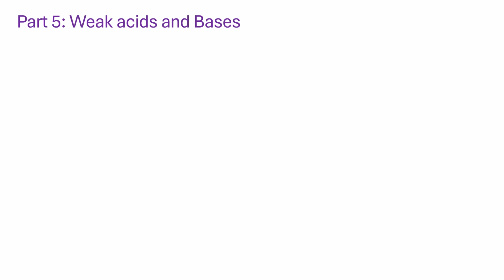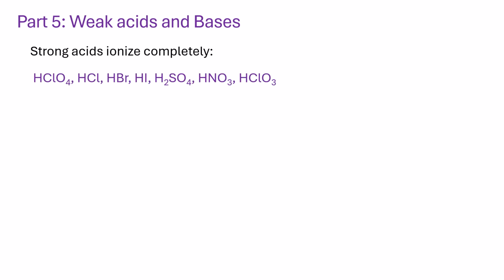All right, so part five is going to be all about weak acids and bases. We're really going to be focused though on acids today. So we already know that strong acids ionize completely. So when you take any one of our 7 strong acids and put it in water, essentially 100% of those acid ions turn into hydronium and the conjugate base. So that is a one-way arrow.